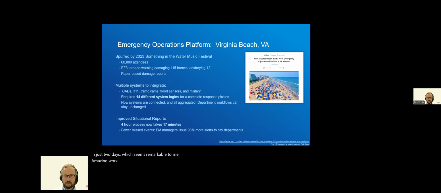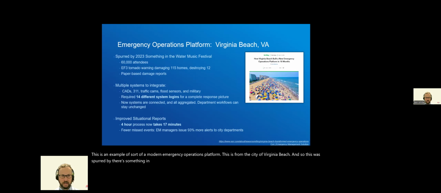This is an example of a modern emergency operations platform. This is from the city of Virginia Beach. And so this was spurred by the There's Something in the Water musical festival back in 2023. There were 60,000 attendees, and during the festival, an F3 tornado touched down, damaging 115 homes and destroying 12 homes. And all the damage reports that came in were paper-based.